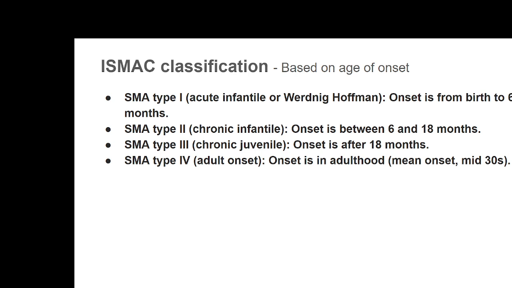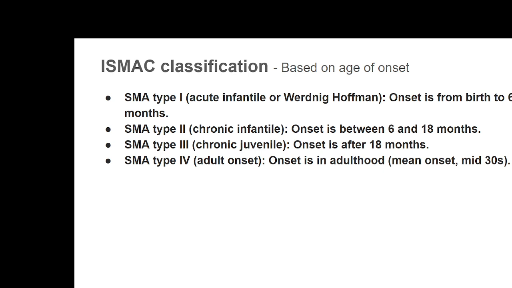Hence the present classification is: spinal muscular atrophy type 1 is also called acute infantile or Werdnig-Hoffmann, where onset is at the time of birth or within 6 months, and the prognosis of that condition is poor. Then chronic infantile is when the onset of the symptoms is between 6 to 18 months. That is type 2. Gradually the prognosis becomes somewhat better as we go into the higher types.